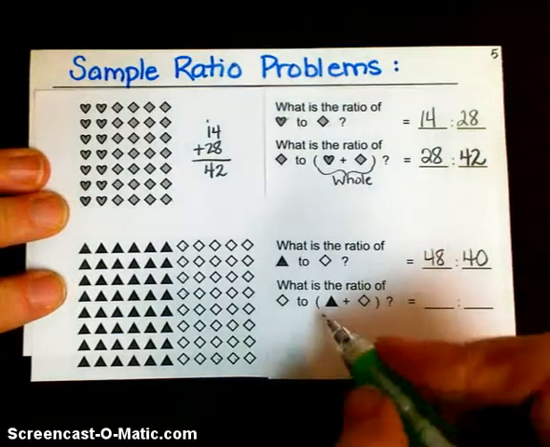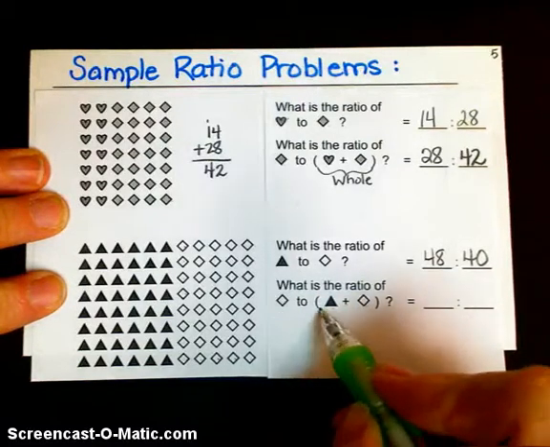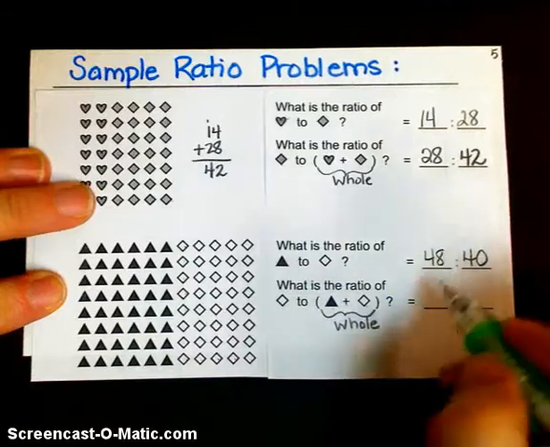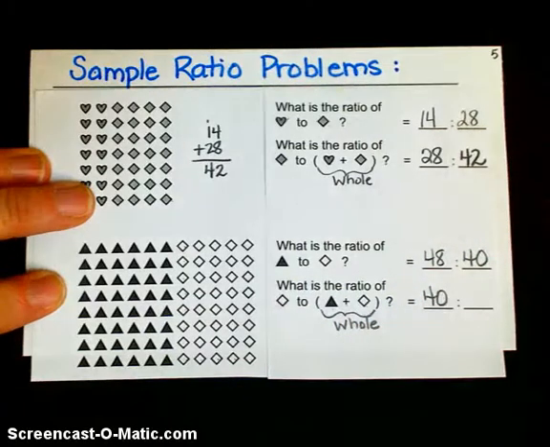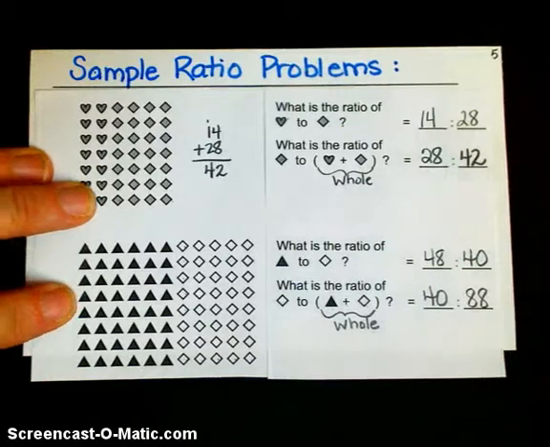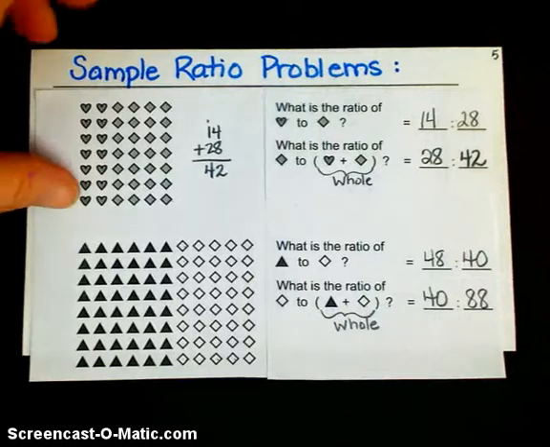Now it asks, what is the ratio of diamonds to the triangles plus the diamonds? So again, that is a whole. We already know that we have 40 diamonds, and we're going to add those two together, and that equals 88 total parts. So that's why I wanted you to see whatever they ask for first goes first. And all four of these ratios were written in symbol form because they used a colon to separate the numbers.